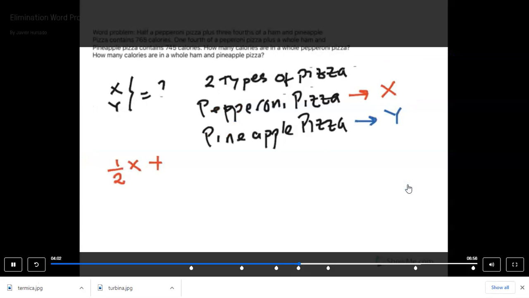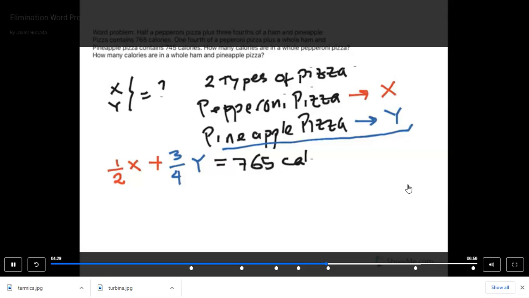And then you have 3/4 of a ham and pineapple pizza. But remember, the ham and pineapple pizza is y. So you have here 3/4 of y. And the two of them together contain 765 calories, right? That's what you know.